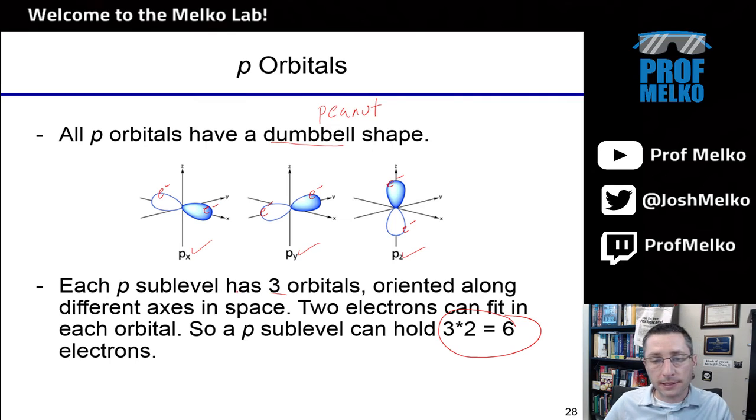Okay, so each p sublevel has 3 orbitals. The 2p sublevel has 3 orbitals for 6 electrons. The 3p sublevel has 6 electrons and 3 orbitals. The 4p, 6 electrons, 3 orbitals. Every p sublevel has 3 orbitals and 6 electrons. Maximum of 6 electrons.